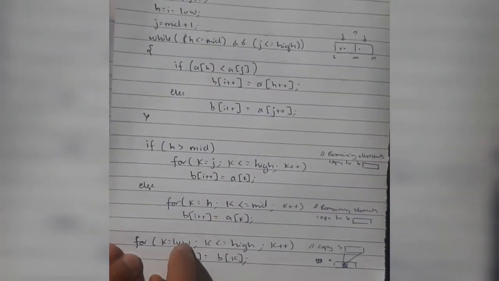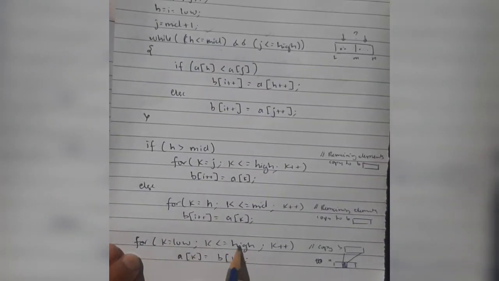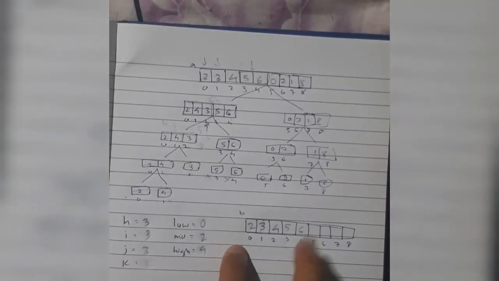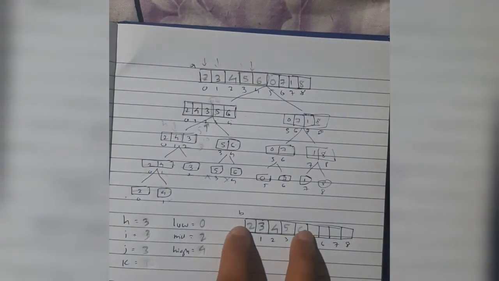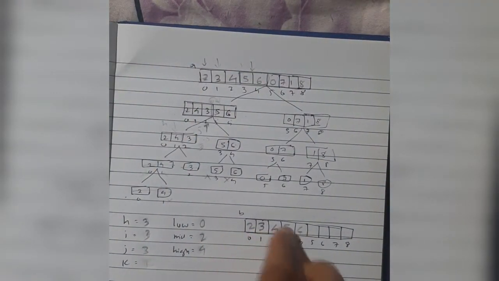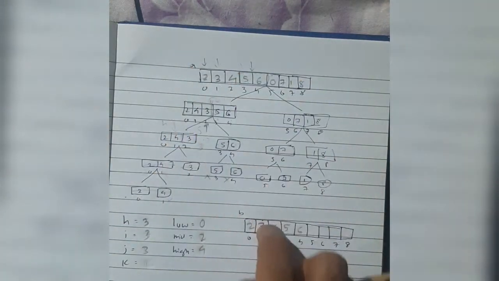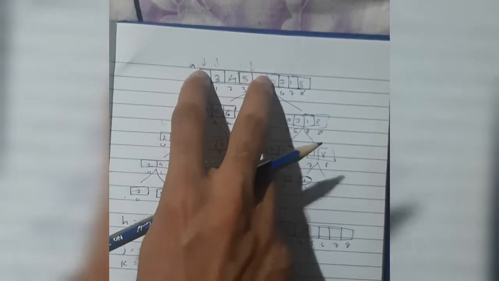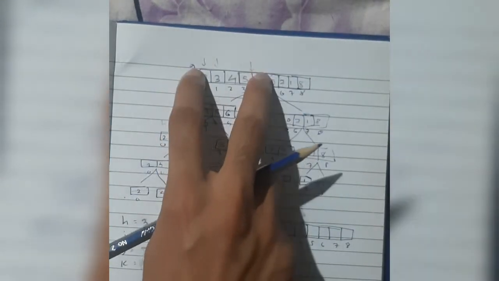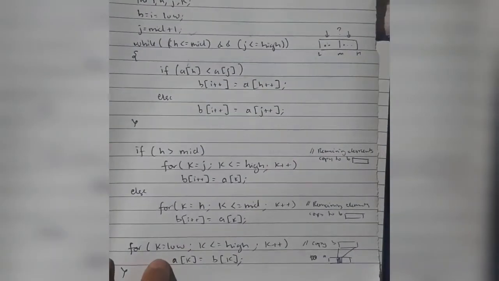And here the last line of code, from low to high, what we should do, we should copy the value of b into a. From low to high we should copy the value of this one into this one. So we'll be making the changes here, 2, 3, 4, 5, 6. We'll be making 2 here, then 3, then 4, then 5, then 6. Since it's already in the sorted order, we will not be doing anything. Okay, so this ends this code.